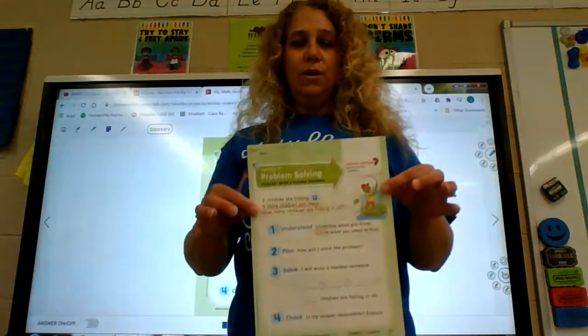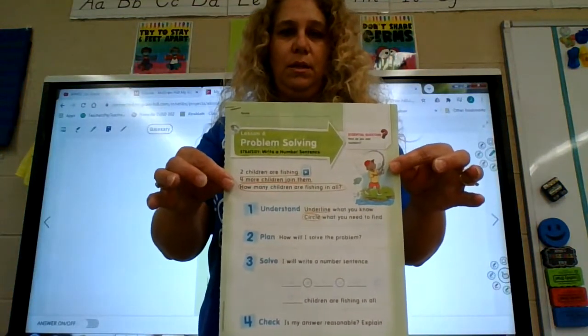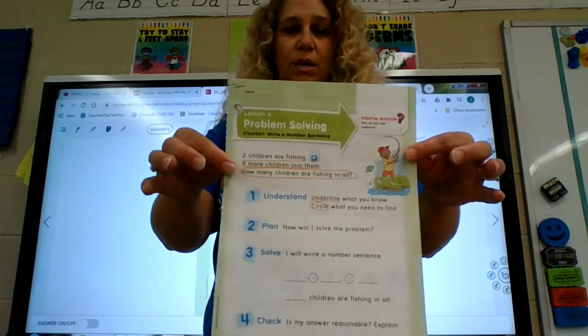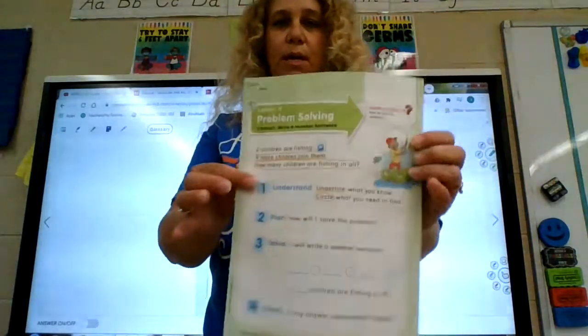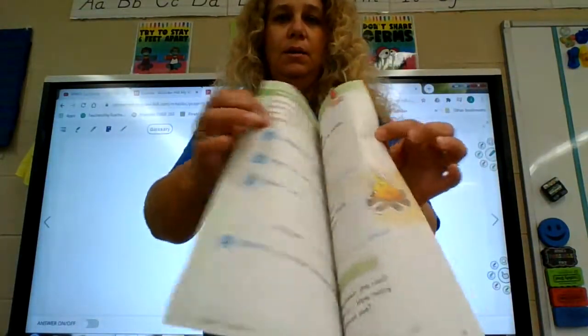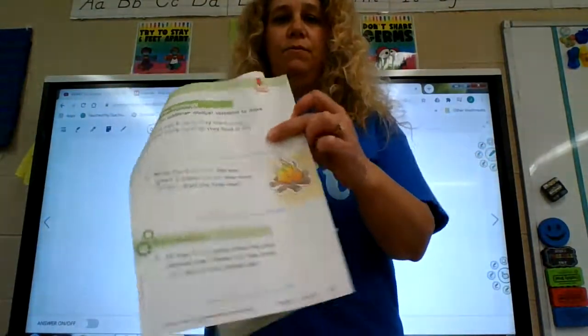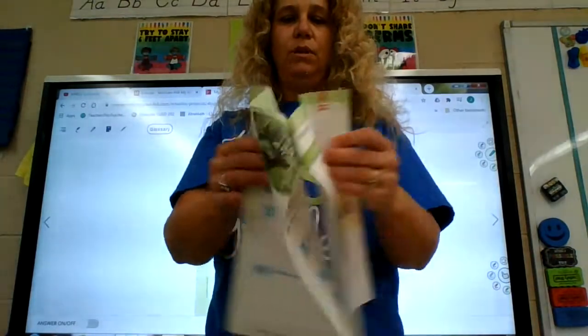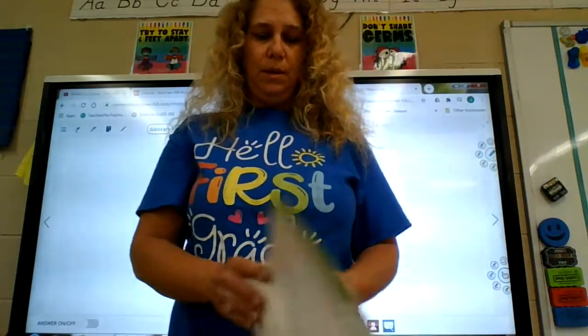Okay, so what you're going to need is this paper from your packet. There's 2 pages that you'll need. So it is page 43 and 45. So those are the 2 that you'll need for today, front and back. And the only other thing you really need for this one is something to write with, so preferably a pencil. Okay, pencil and your paper.